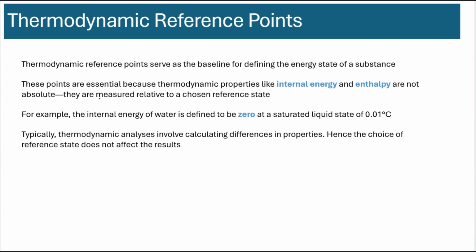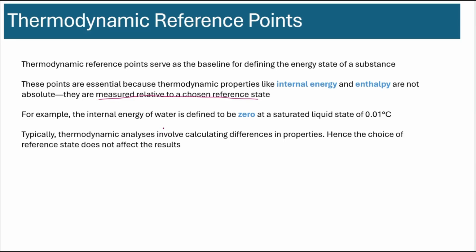It's hard to find a state where energy is actually zero. So you basically assume that under a certain condition it's zero, and anything below that is given a negative number, and anything above that is given a positive number, and you're basically using a delta for calculating the energy transfer or energy changes during a process, because that's all that matters in thermodynamics, the actual change. So the origin or the reference point doesn't really matter.